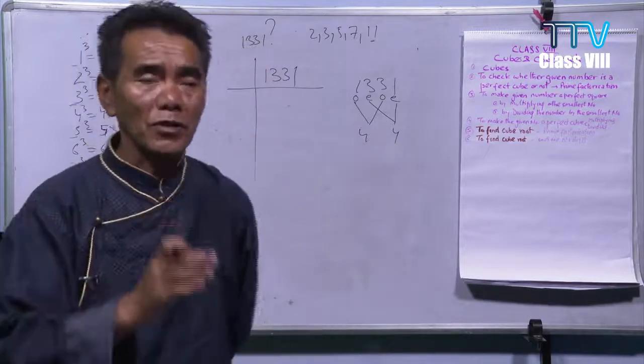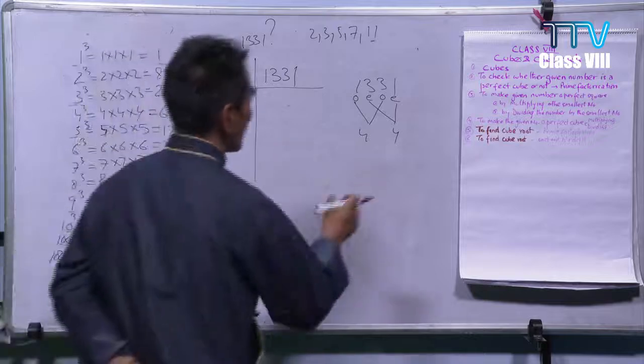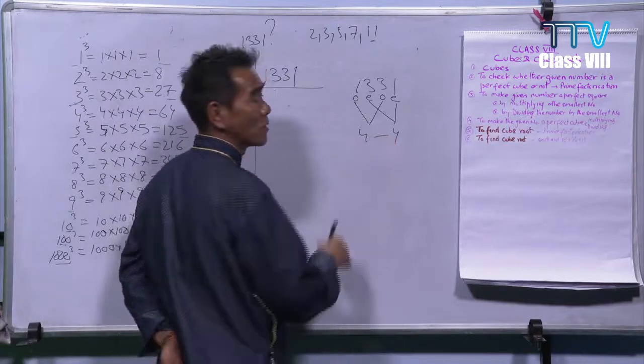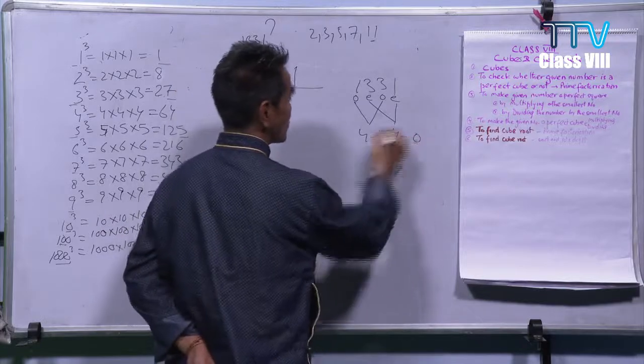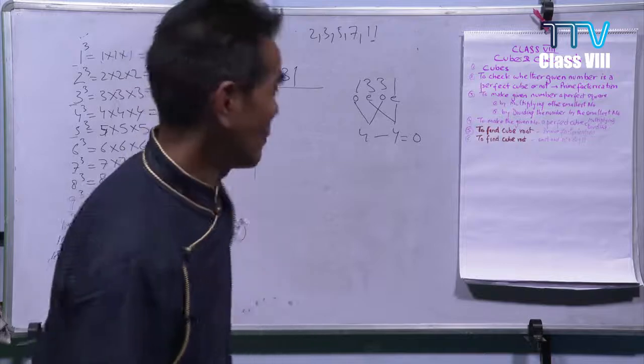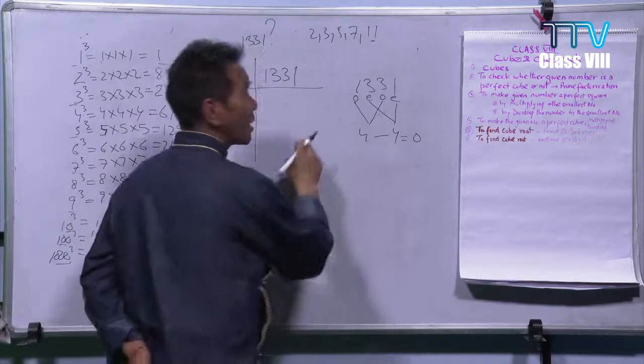Find the sum of even digits and the sum of odd digits, and then find the difference between these two. If the difference is 0 or a multiple of 11, then the given number is divisible by 11.